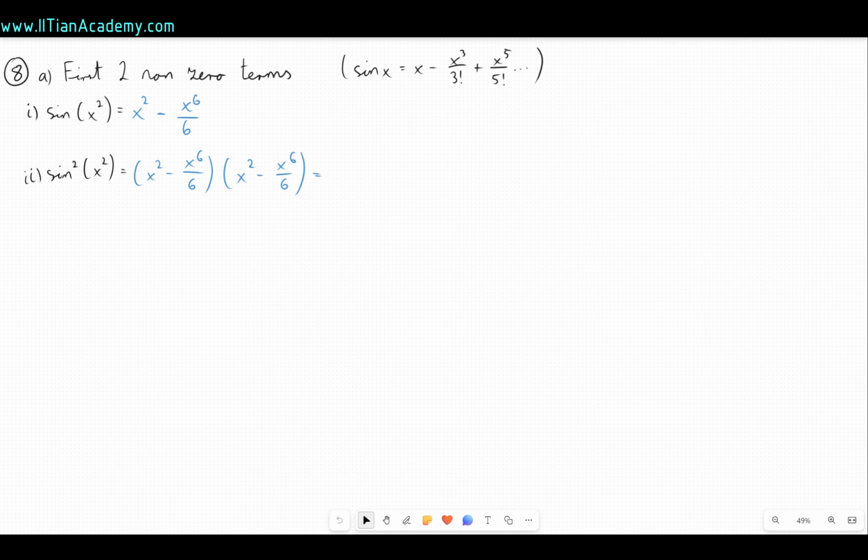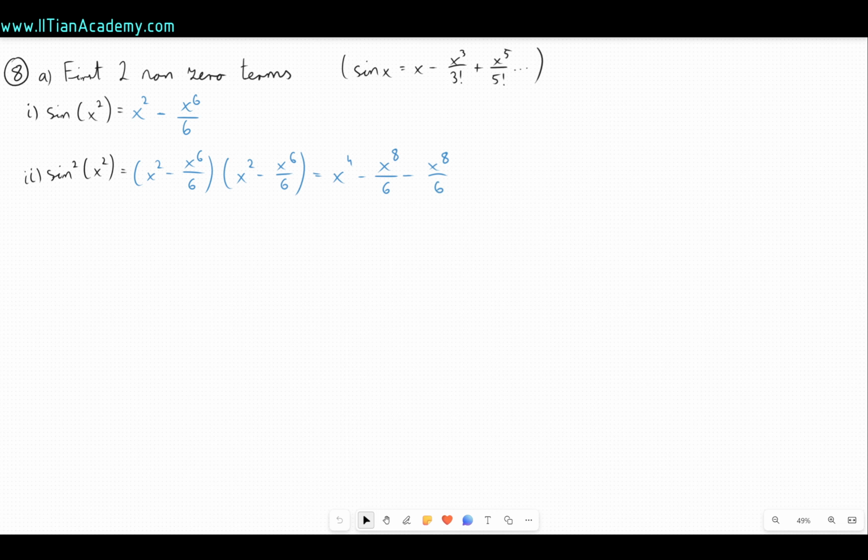So we see one of the terms will be x to the power of 4 if we just multiply this out in order. And then the next lowest power term will be x to the power of 6. That's when we will do x squared times x to the power of 6 over 6. So if we do that, we will get minus x to the power of 8 divided by 6, and then we'll get that term again.